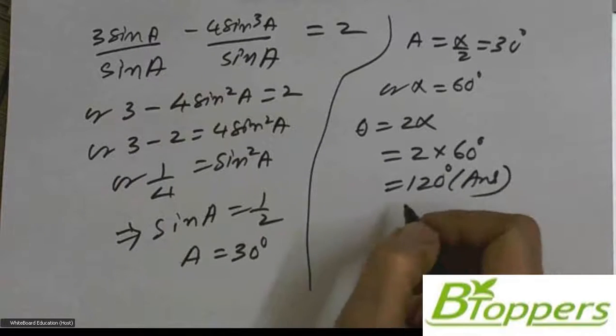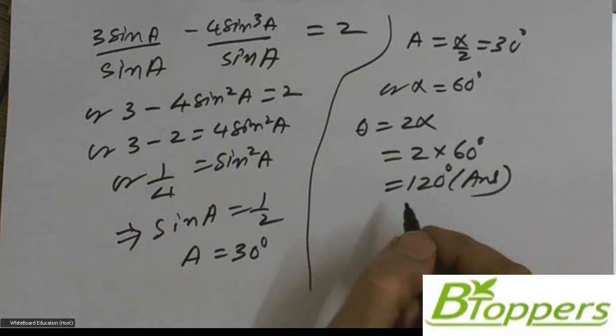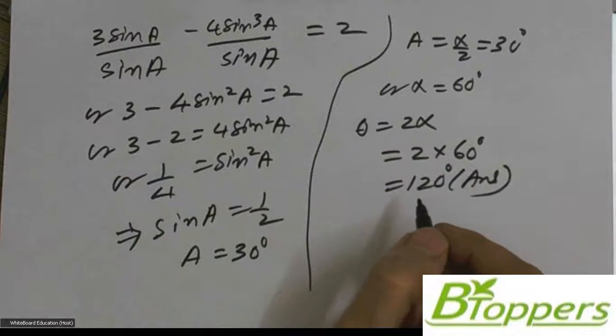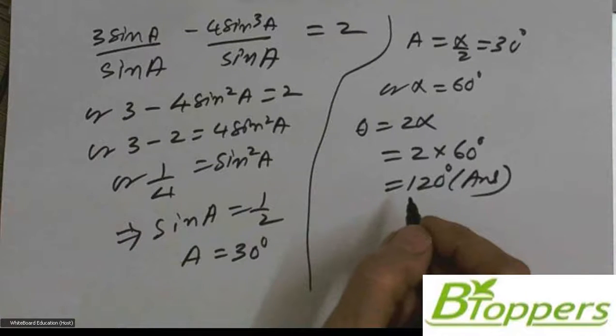This is the answer. If you want to copy the solution, you can pause and copy the solution of the problem. That's all. With this, I have completed the discussion of solutions for all the multiple choice questions from 1 to 26.